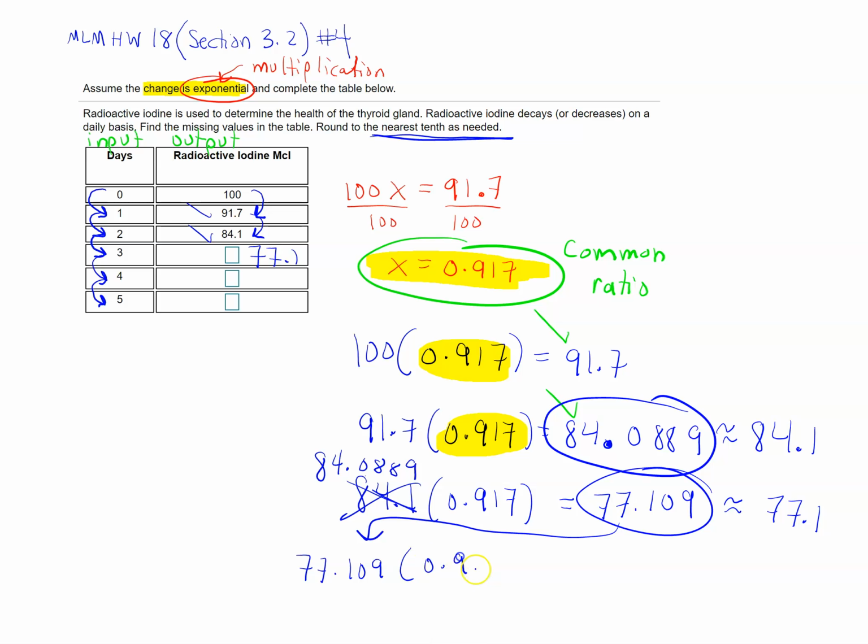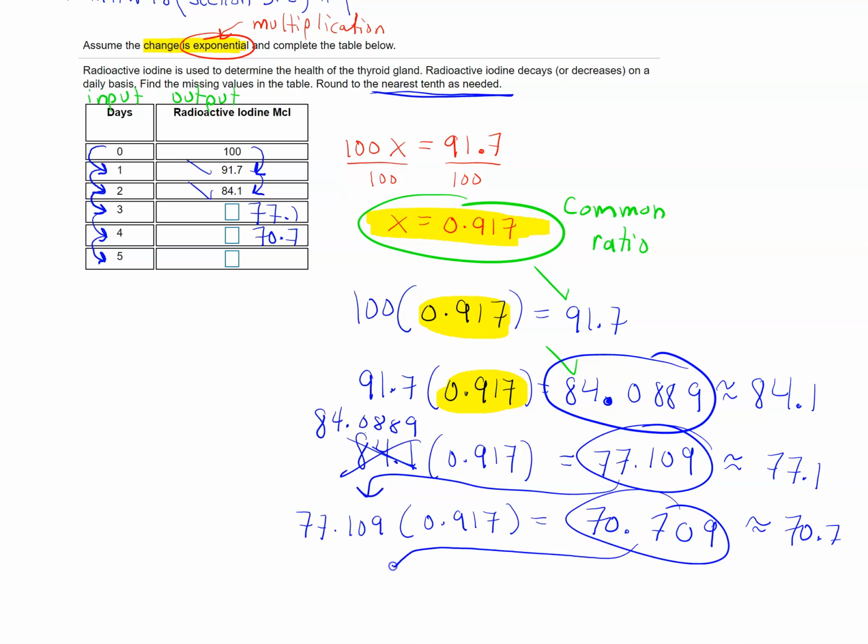So let's go ahead and multiply that by the common ratio. It's already in my calculator, so I just have to hit multiply by the common ratio, and I get 70.709. So in my table, I'm going to record that as 70.7. And I have to go one more time. So let me scroll down just a little bit here. Again, I'm going to take the unrounded number that's already in my calculator and multiply it by the common ratio. And when I do that, I get 64.840. So that's just going to be 64.8, and that's what I'm going to record in my table.